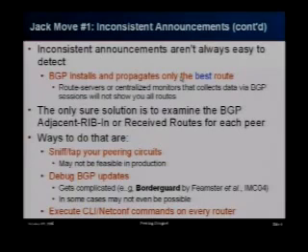And so the only sure solution is to actually examine the adj-rib-in, the rib-in that exists on the peering router, or received routes, to say it differently. There are a bunch of different ways in which you can do this. One is to sniff or tap the peering circuit. Now this may or may not be feasible in production. It might be feasible at some locations, not feasible at others, and might not scale well.